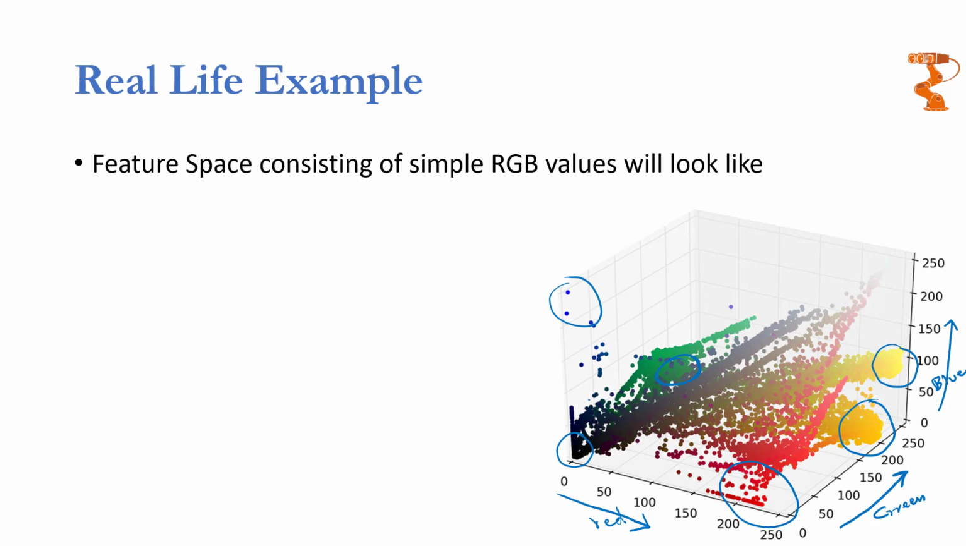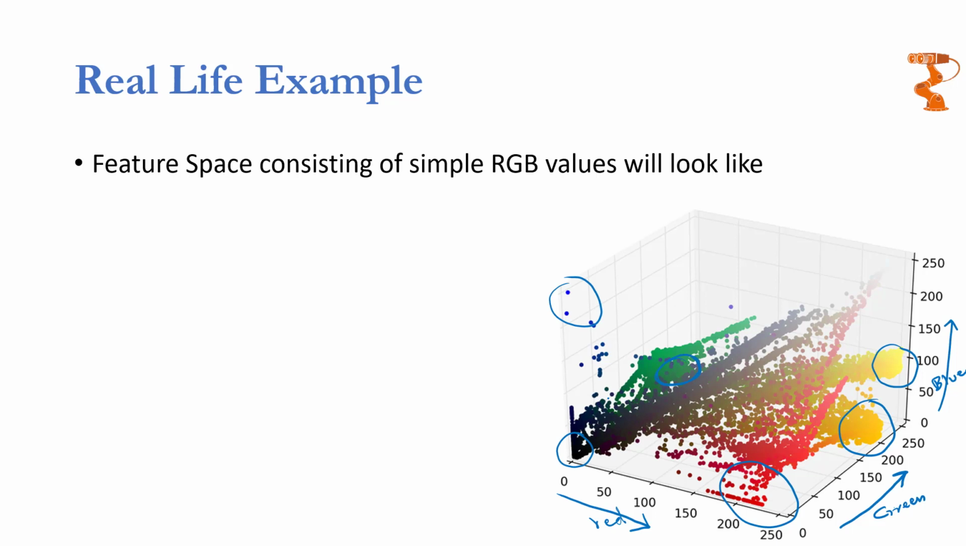So the next step would be to design a 3D kernel function. Because we have a 3D feature space, we need a 3D kernel function. And we'll need to apply that 3D kernel function onto each point so that we can get peaks in the three-dimensional feature space.